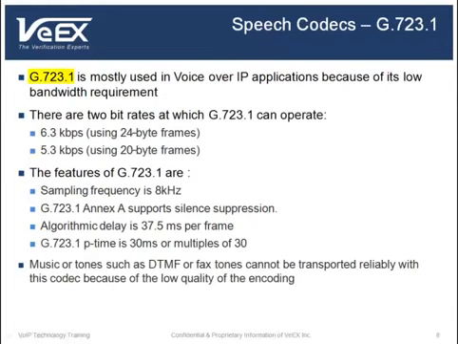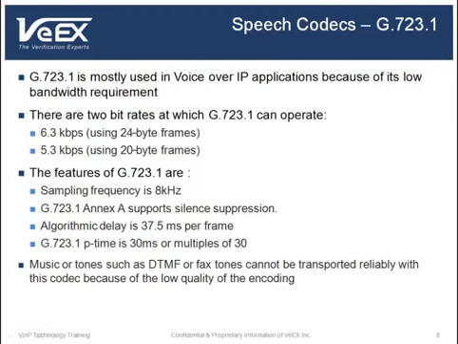Another speech codec is G723.1, which is mostly used in voice over IP applications because of its low bandwidth requirements. There are two bit rates at which G723.1 can operate: 6.3 kilobits per second using 24 byte frames, and 5.3 kilobits per second using 20 byte frames. Like G711, G723.1 has a sampling frequency of 8 kHz.